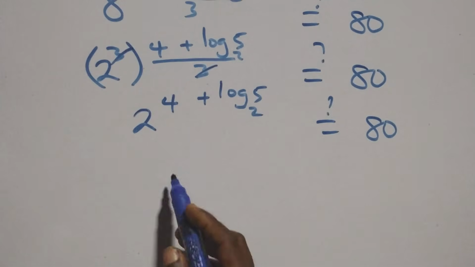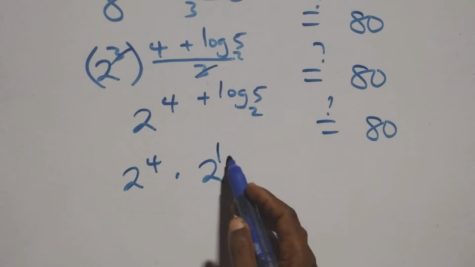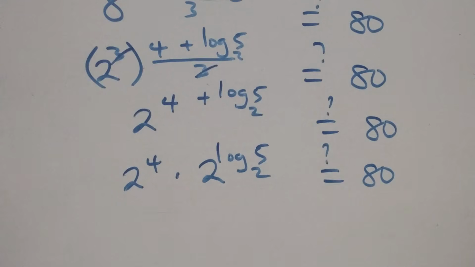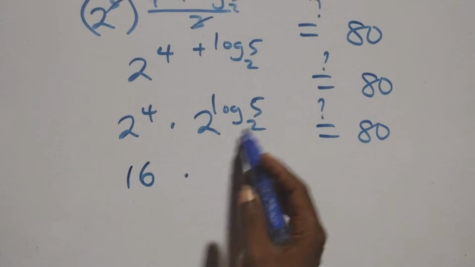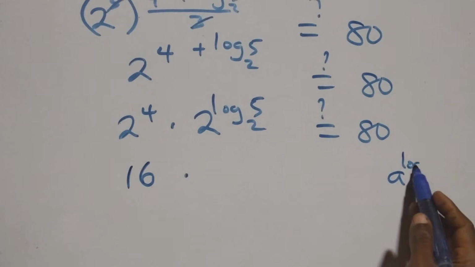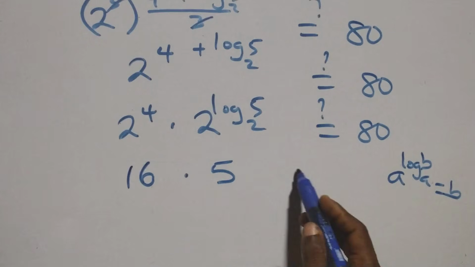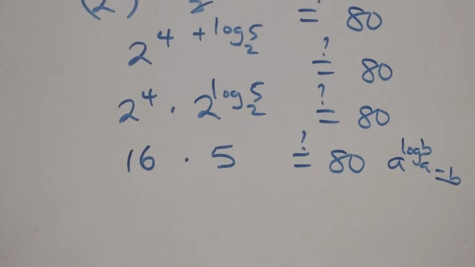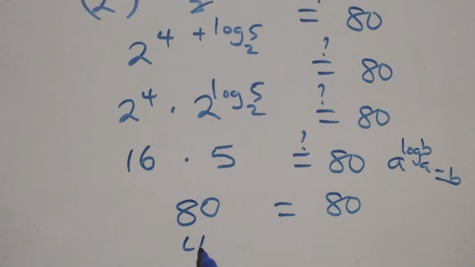Then follow the law of indices. This becomes 2 raised to power 4 times 2 raised to power log 5 base 2, equal to 80 on this side. 2 raised to power 4, 2 multiplied by itself 4 times, is 16. Here follows when we have a raised to power log b to base a, which equals b. Here we have 5. Then 16 times 5 gives us 80, which equals 80. That is, the left hand side equals the right hand side.